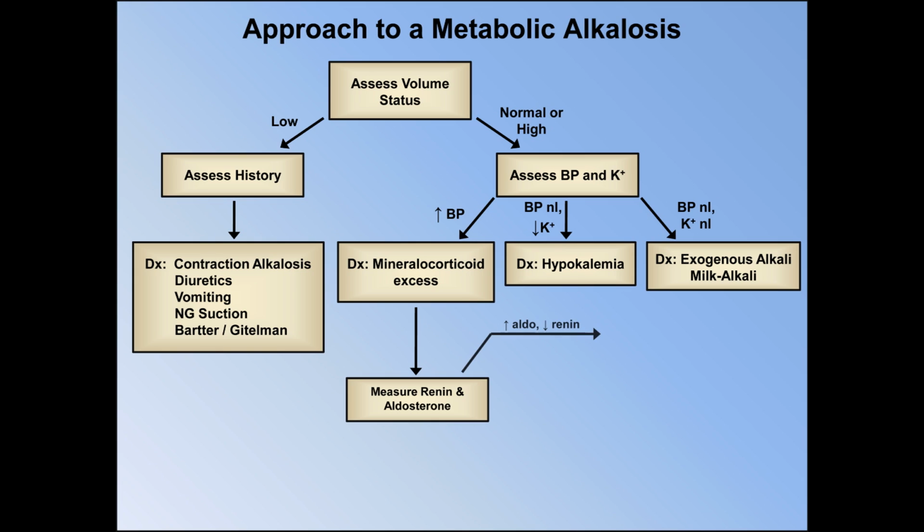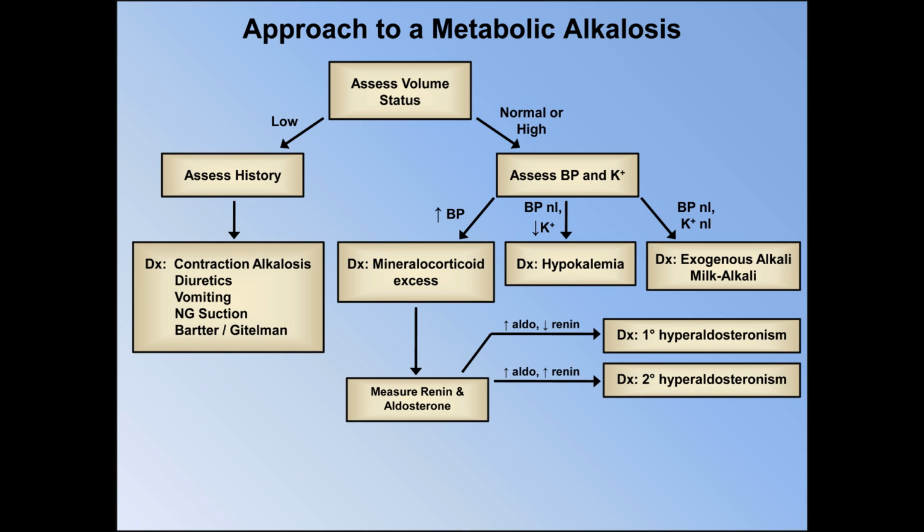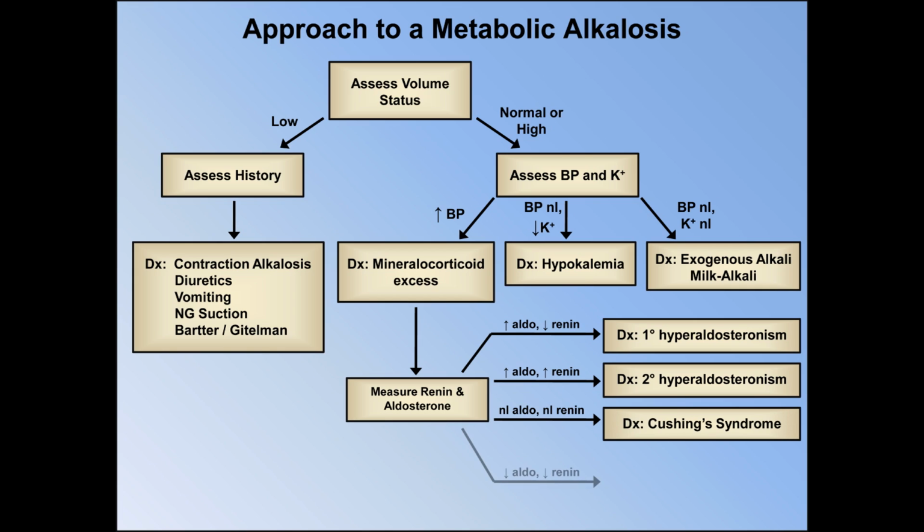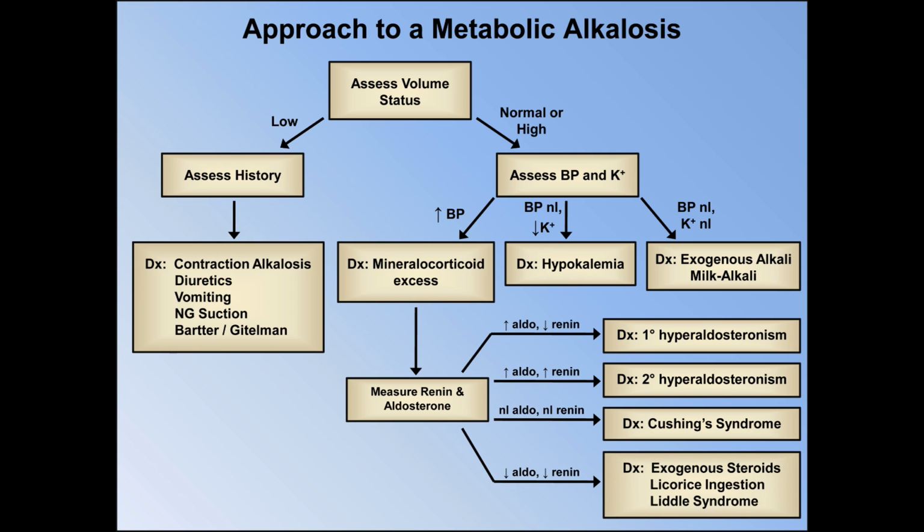Therefore, a high aldosterone and low renin level suggests primary hyperaldosteronism. A high aldosterone and a high renin suggest secondary hyperaldosteronism. A relatively normal aldosterone and normal renin suggest Cushing's syndrome. And finally, low aldosterone and low renin suggest an extra hormonal cause of the apparent mineralocorticoid excess, such as exogenous steroids, licorice ingestion, and the rare Liddle syndrome.